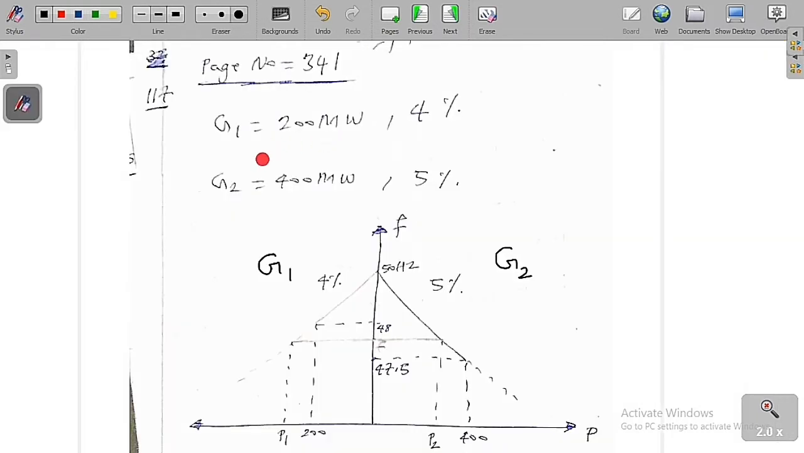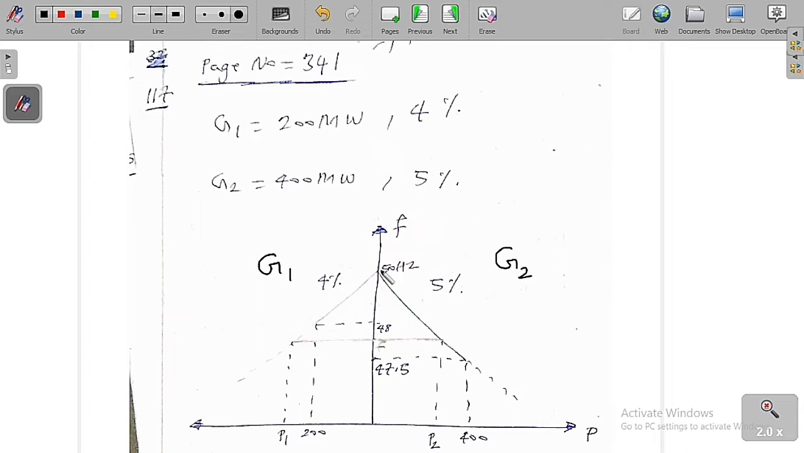As you can see clearly here, let me assume G1 is the first generator, which has a rating of 200 megawatt with a governor droop speed characteristic of 4%, and G2 has a rating of 400 megawatt with a governor droop characteristic of 5% from no load to full load.